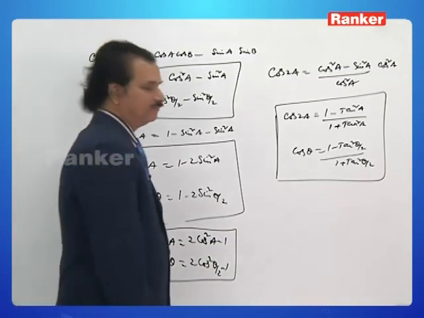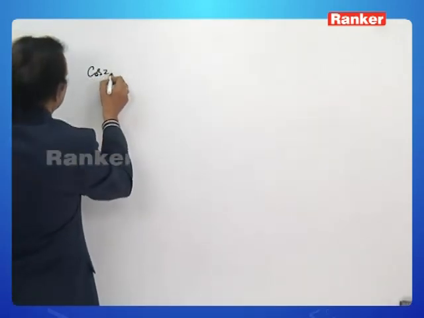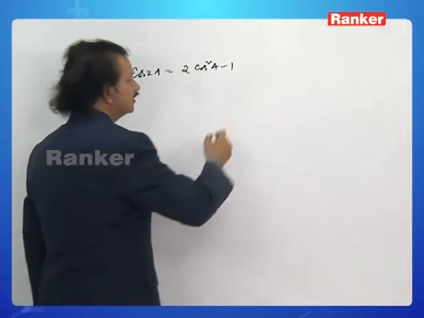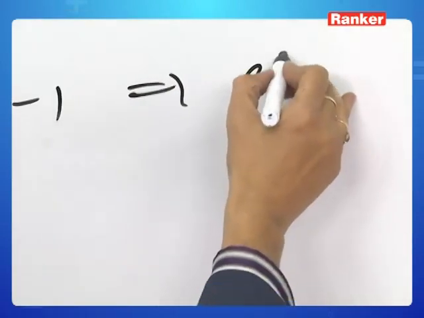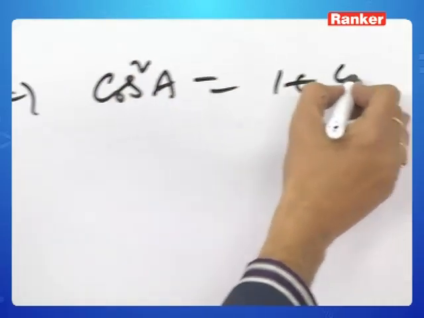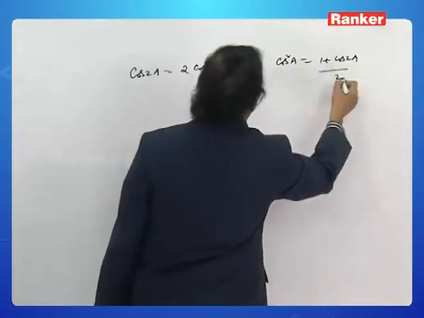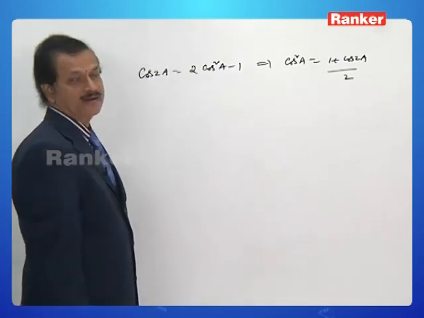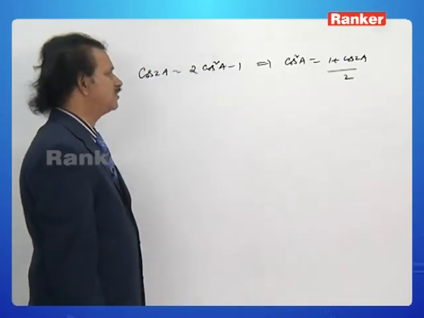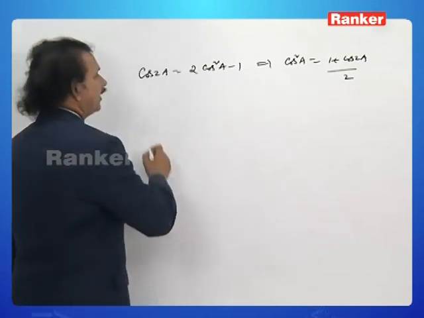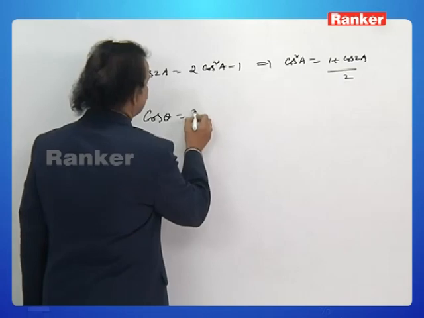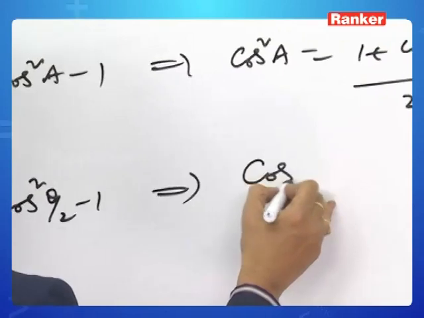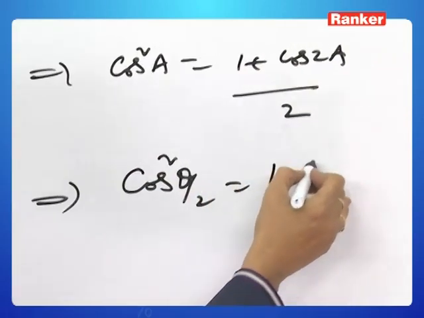What are they? Let us observe. We have cos 2A is equal to 2 cos square A minus 1. From this, try to write cos square A, 1 plus cos 2A by 2. You can write. Or even you can have 1 plus cos 2A is equal to 2 cos square A. Again, cos theta is equal to 2 cos square theta by 2 minus 1, isn't it? From this, cos square theta by 2 is equal to 1 plus cos theta by 2.